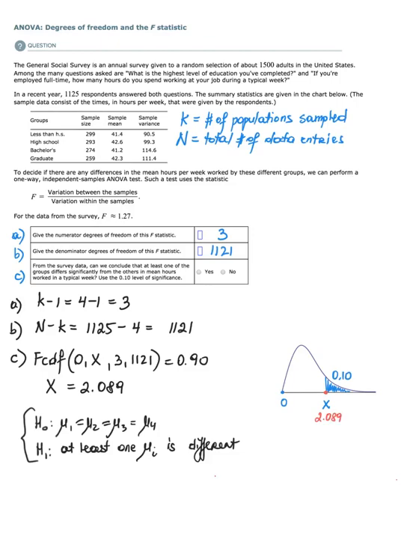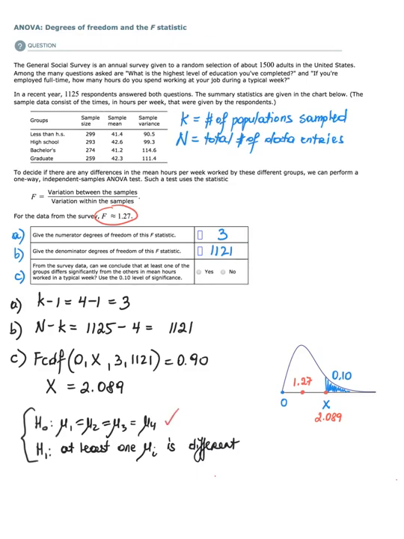2.089. I am given a test statistic F to be approximately 1.27. I hope you agree that 1.27 is on the left side of this critical value I just found, somewhere here maybe. 1.27. It is safely in the acceptance region, therefore we do not have enough evidence against the null hypothesis and we keep the null hypothesis, we cannot reject it.